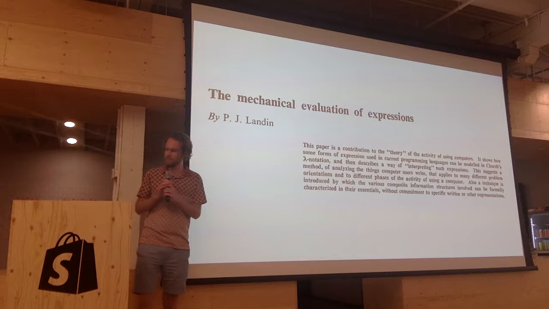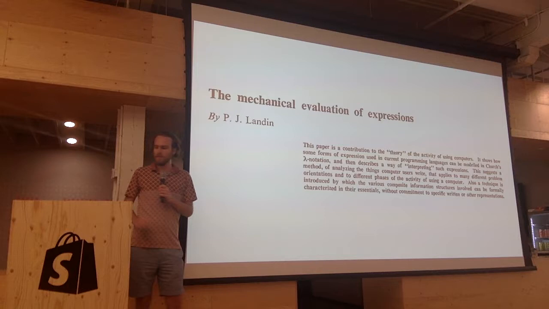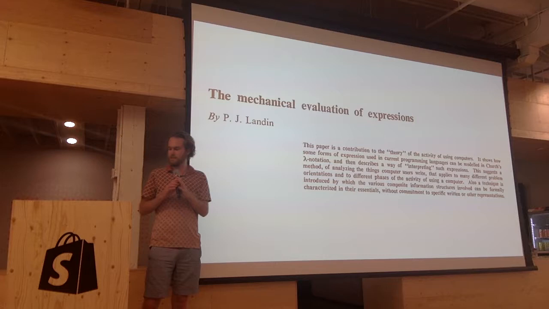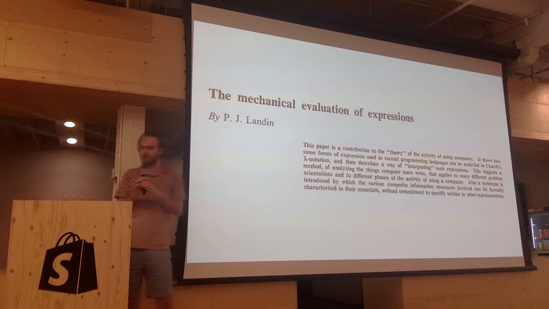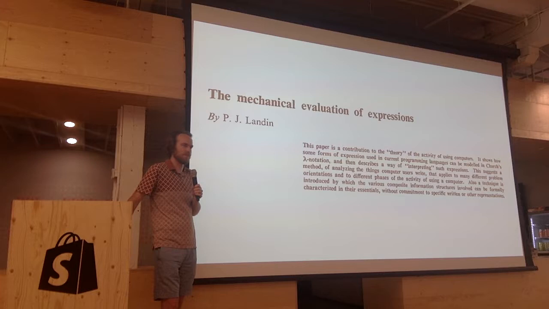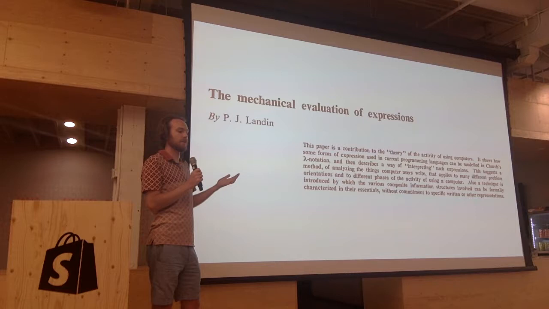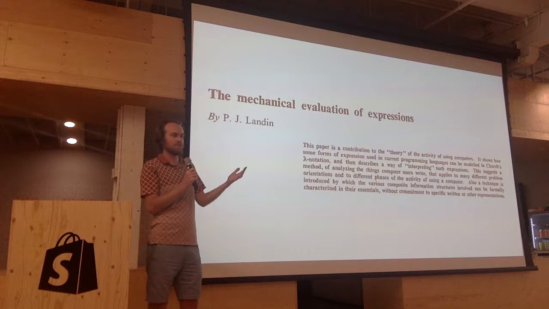Okay, so today I'm going to talk about this paper that was published in 1964. It's by Peter Landin. It's called The Mechanical Evaluation of Expressions. And it's basically a description of an abstract machine that can evaluate expressions of the lambda calculus. It's the first abstract machine to be described to do this.